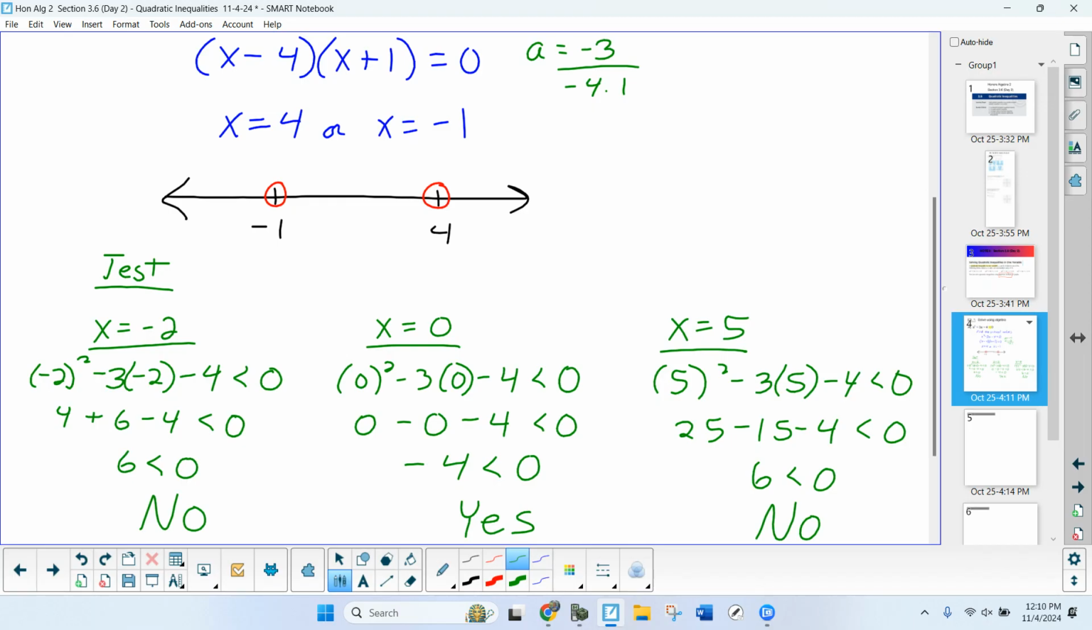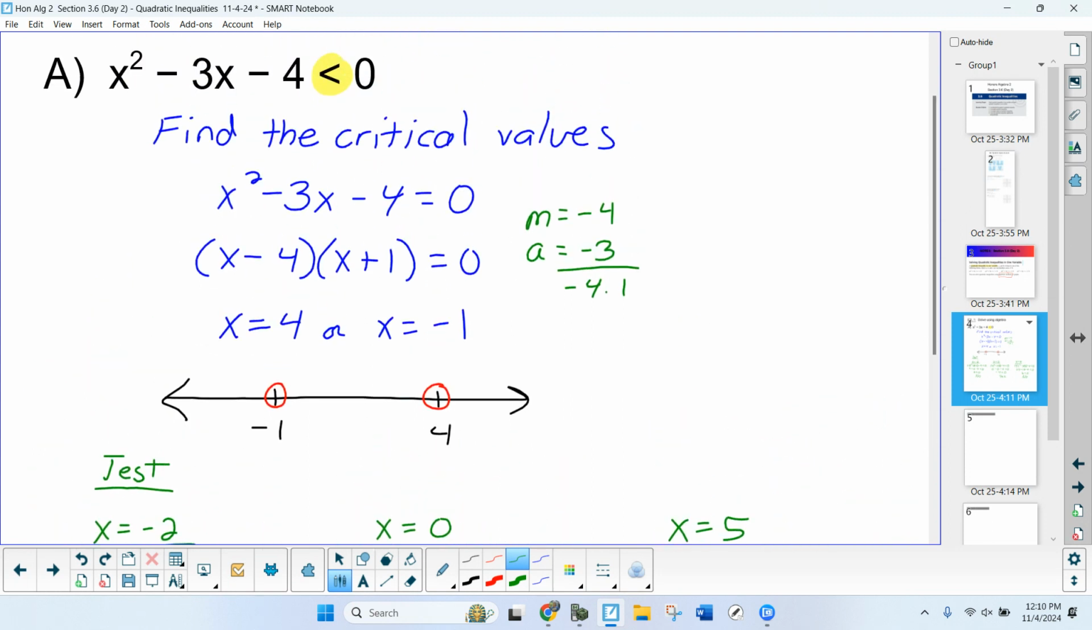Here's what happens. You do the first one, you get no, and you think, I know the pattern, it's going to go no, yes, no, and you go on. You don't test them. But if you test them and you do something wrong, you might get no, yes, yes. If you get no, yes, yes, that means one of your critical values is wrong and you made a mistake up here. So you have to go back and fix it.